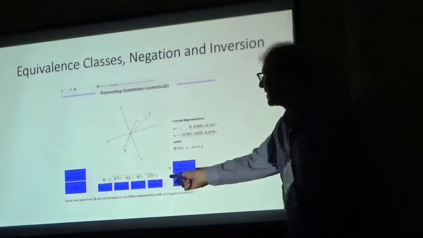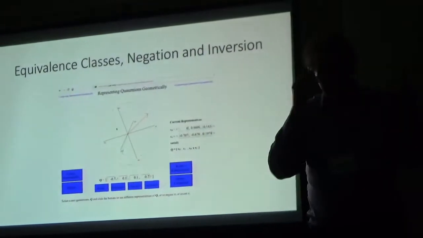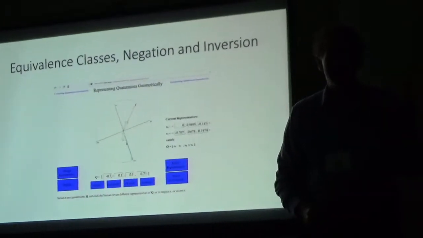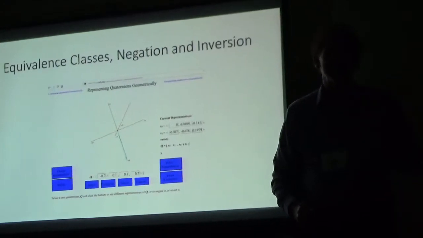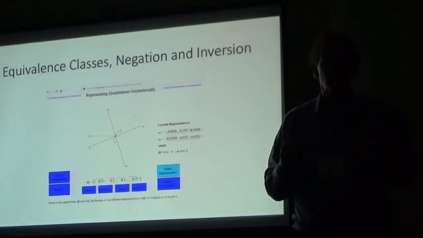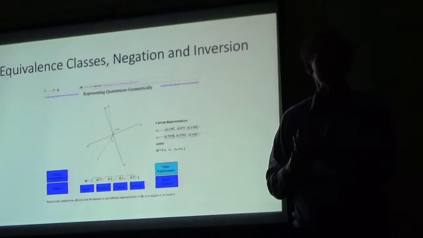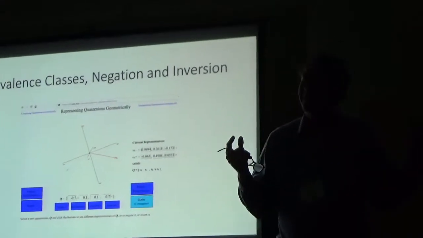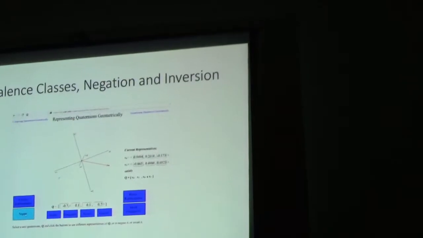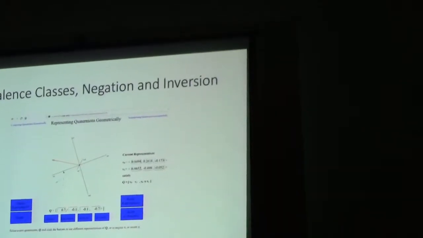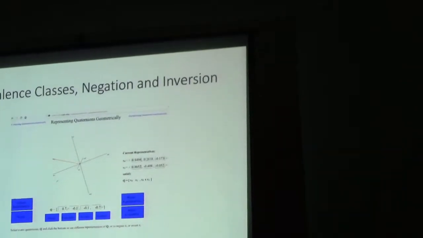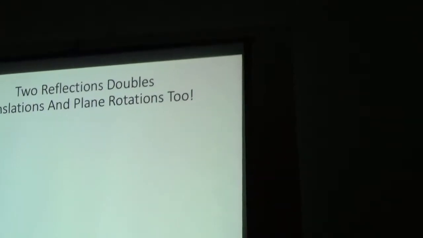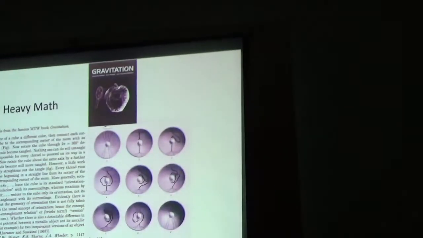This actually generates all the 1 decimal unit quaternions, exact to 1 decimal digit, by finding all the 4 integers whose sum of squares is 100, and then dividing by 10. It was kind of fun. Numerical number theory. Okay, so negate, invert. I can show you all this. 2 reflections, doubles, translations, and plane rotations.